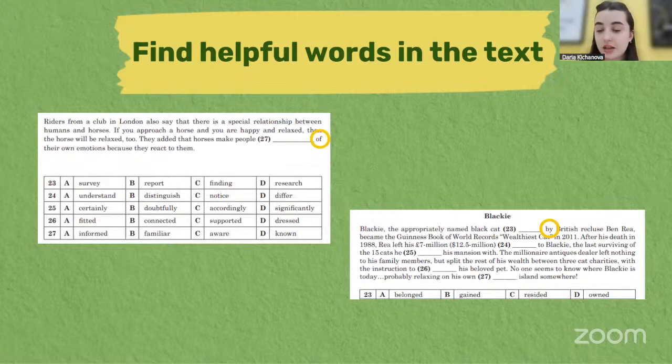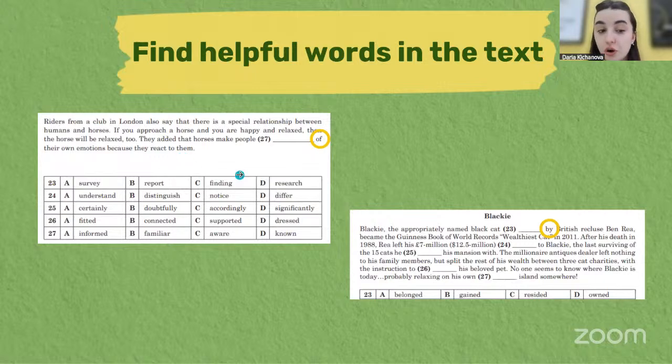As in the example with horses, we had the word between: horses can distinguish between. I also found two tasks with these helping words, and these are the words of and by. Let's read this text about horses one more time. We have a small sentence: They added that horses make people aware of their own emotions because they react to them.